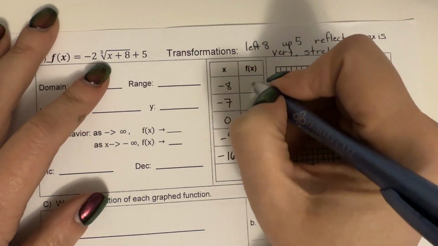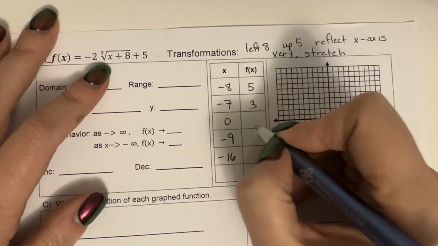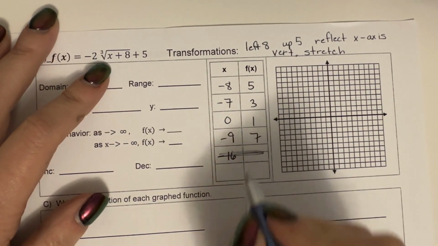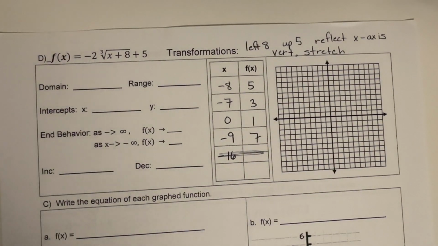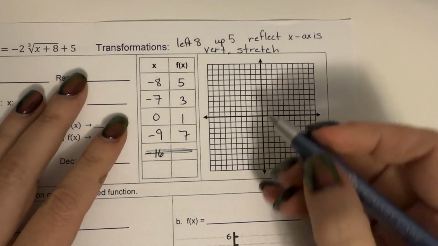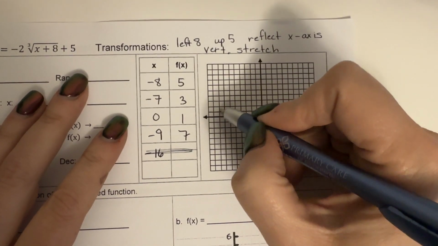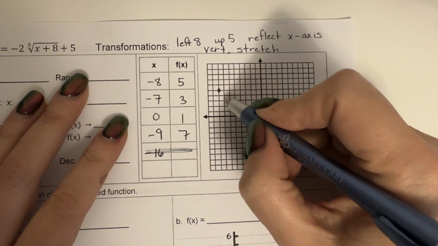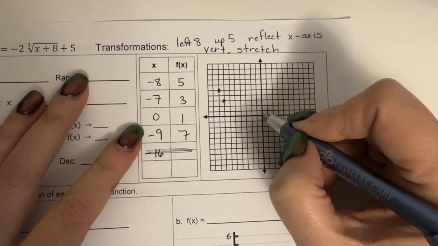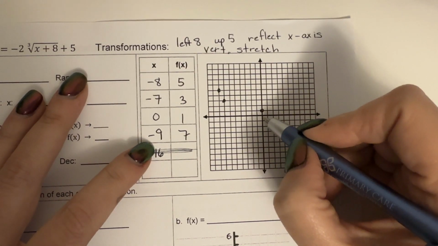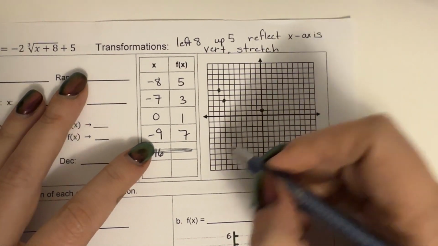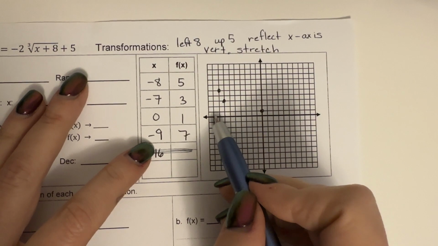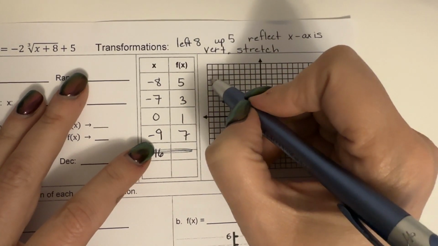Okay, let's do a little fill in here. Now, this isn't going to fit on my graph, so I'm not actually going to end up graphing it. That's as far over as I'm going to go. But let's go make our picture. So go 8 to the left and 5 up. 7 to the left and 3 up. 0 to the left and 1 up. And let's see here, I'm going to have a -9 and a 7. Ooh, okay.